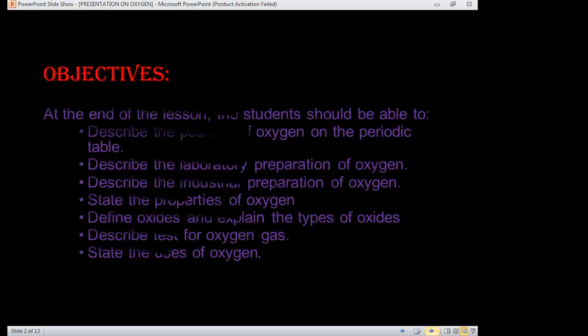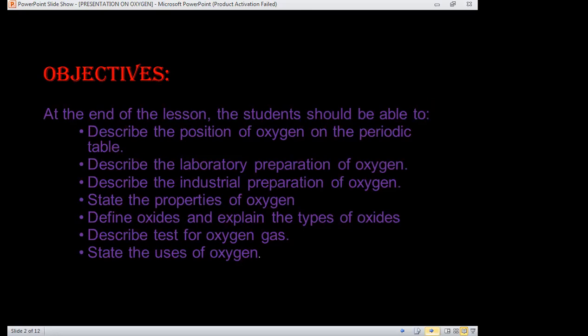Now, we have the following objectives. At the end of the class, you should be able to do the following. Very important: you should be able to describe where oxygen is located on the periodic table. You should be able to tell us the group, the period, and the block oxygen belongs to on the periodic table. Number two, you should be able to describe the laboratory preparation of oxygen. How do you prepare oxygen in the lab? You should be able to tell us that, and explain it after this class.